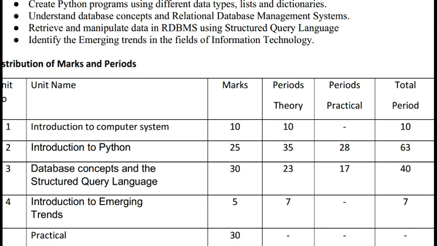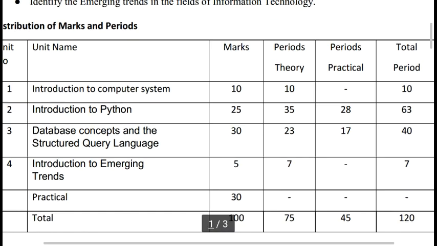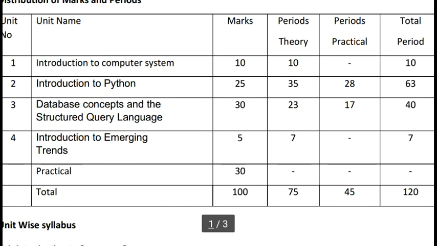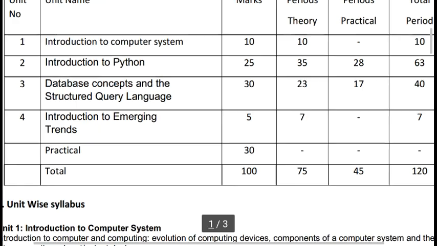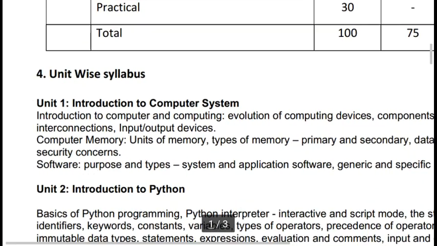The third unit is Database Concepts and Structured Query Language, 30 marks, with 23 theory lectures and 17 practicals, so a total of 40 periods. The last chapter is Introduction to Emerging Trends, only 5 marks, with 7 theory periods and no practicals, so a total of 7 periods. There are 30 marks for practicals, so the total is 100. The total theory periods are 75, the total practical periods are 45, and the total is 120 periods.